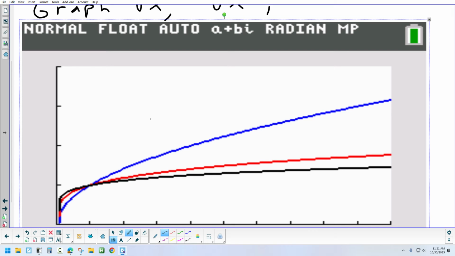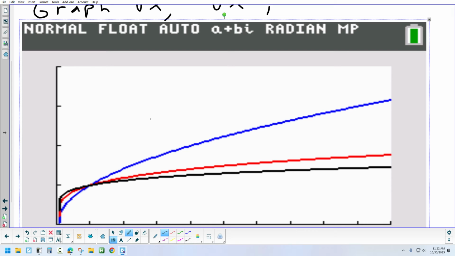So what did we say? They all go through 0, 0. Do they go through anything else? There seems to be a point where they all intersect. Where is that? 1, 1, right? If you take the square root of 1, 4th root of 1, 6th root of 1, you get 1 for all of those. So they all go through 0, 0, and they all go through 1, 1. They're all in quadrant 1, which means that the domain and range are not negative infinity to infinity. We're going to write down what they are in a second.